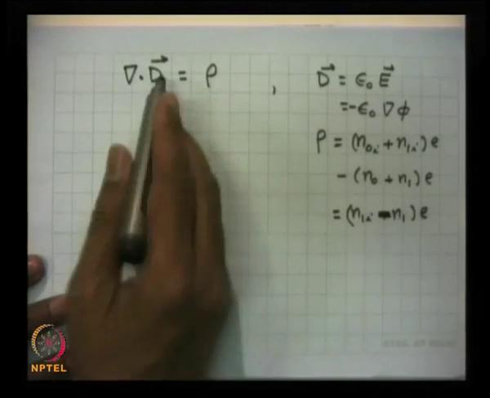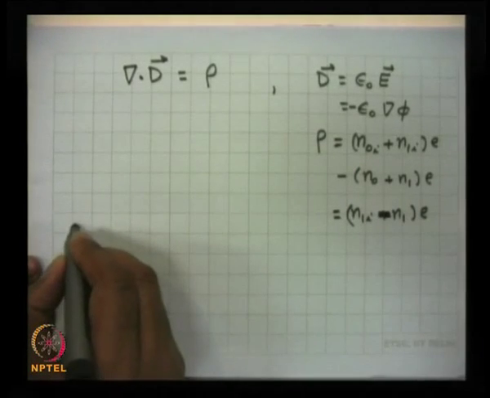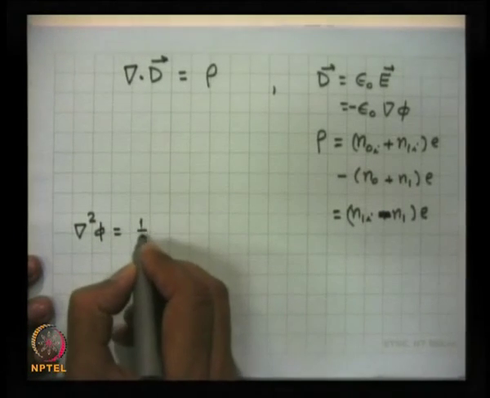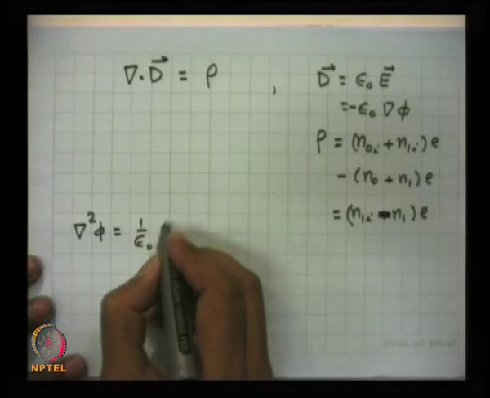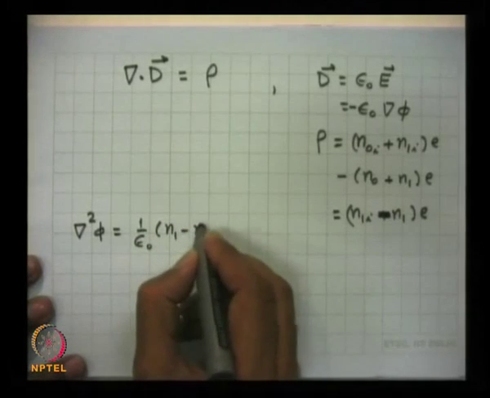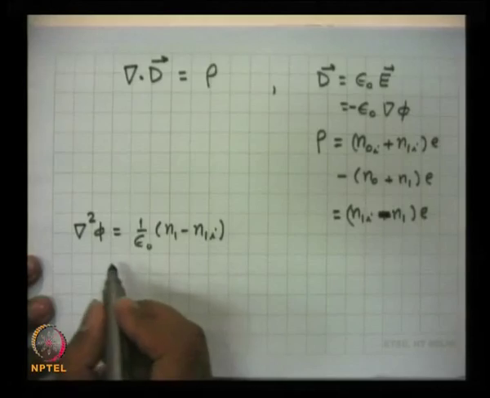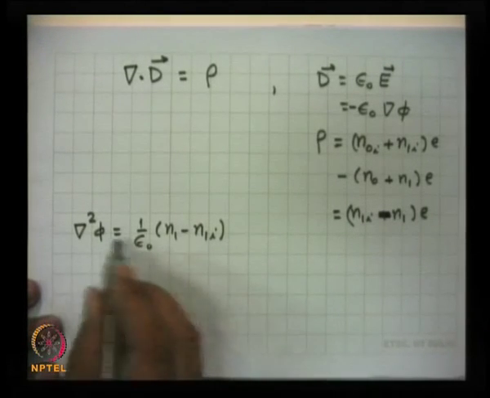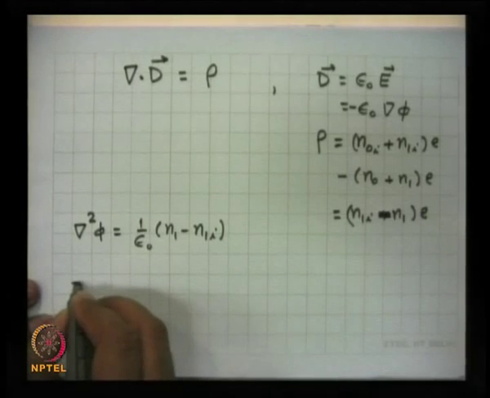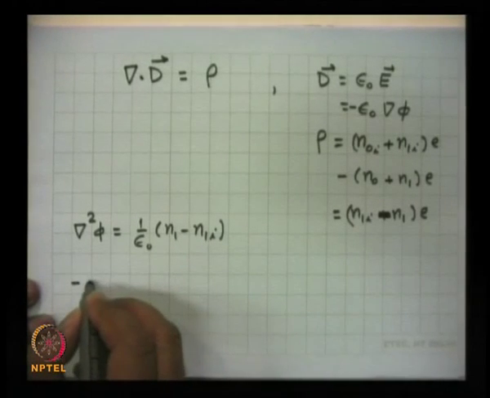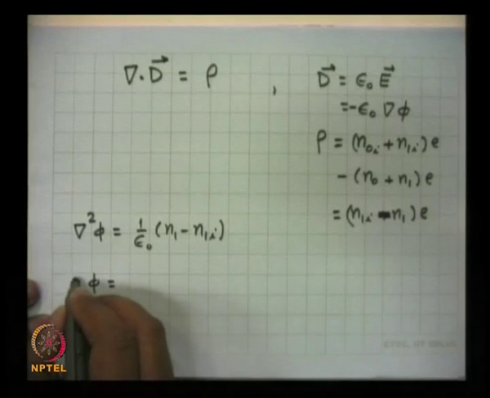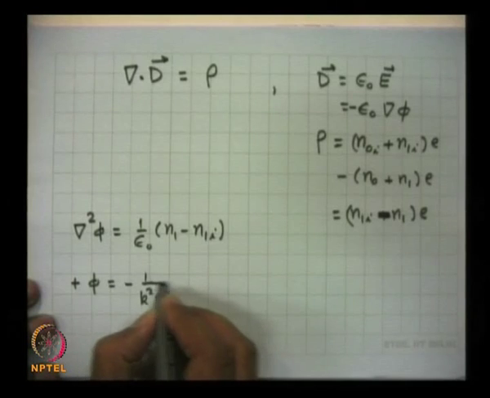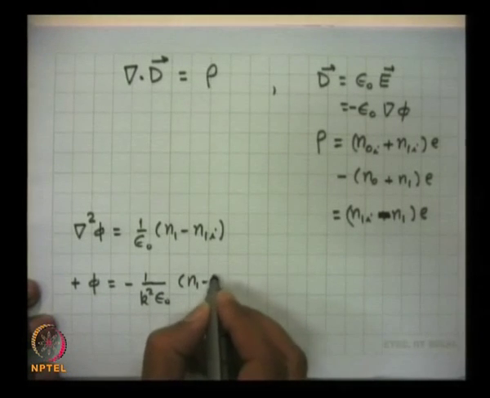So, use this in here. This equation takes the following form: del square phi is equal to 1 upon epsilon 0 times N1 minus N1I. Again replace this del square by minus k square, and you will get minus k square phi, or plus phi, is equal to minus 1 upon k square epsilon 0 times N1 minus N1I.